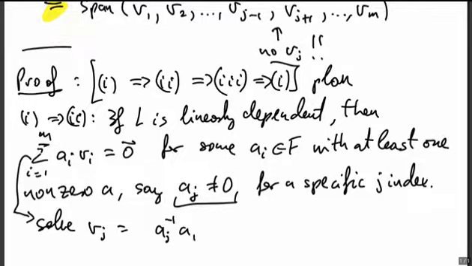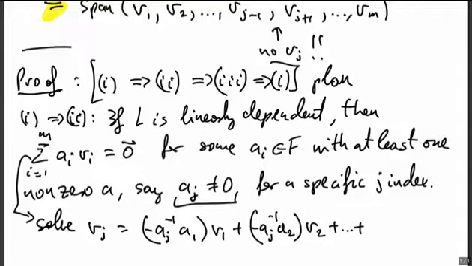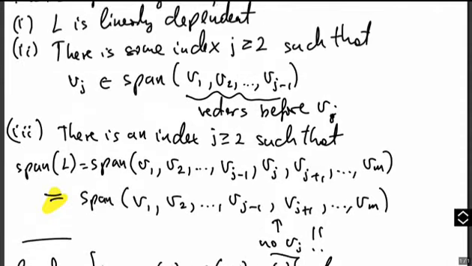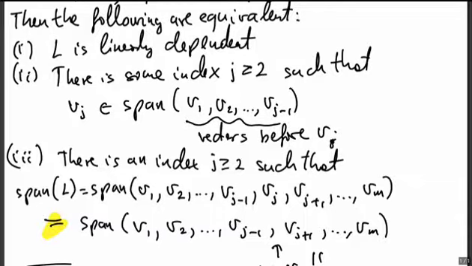So we would have something like minus aj inverse a1 v1 on the other side, plus minus aj inverse a2 v2 on the other side, and then the last one is minus aj inverse am vm, which is almost what the second one says, that vj is in the span, and the span means that vj equals some kind of linear combination of these vectors, let's say ci vi.